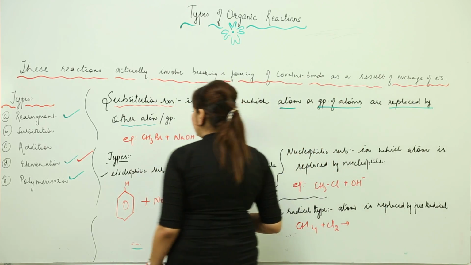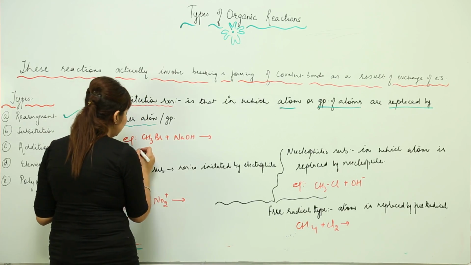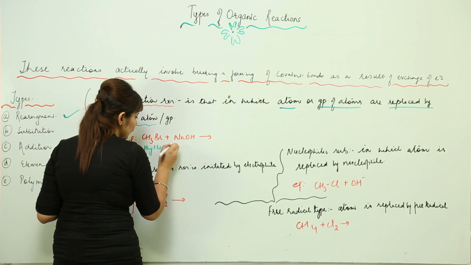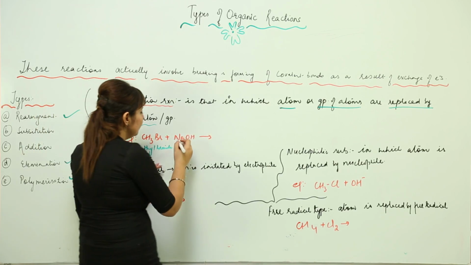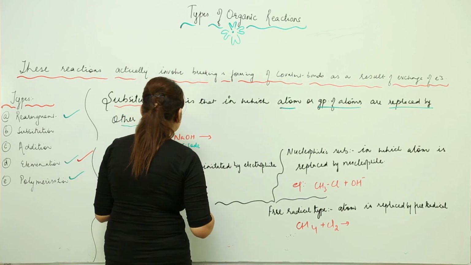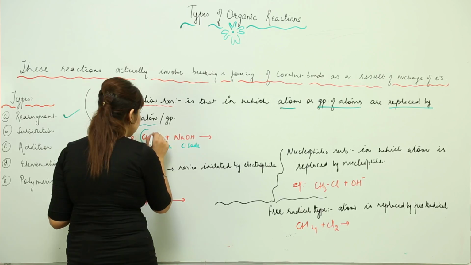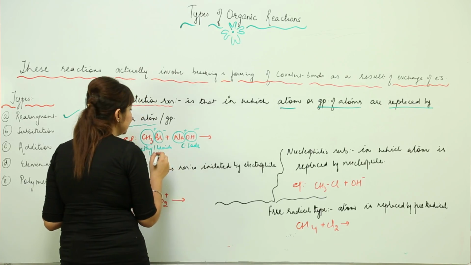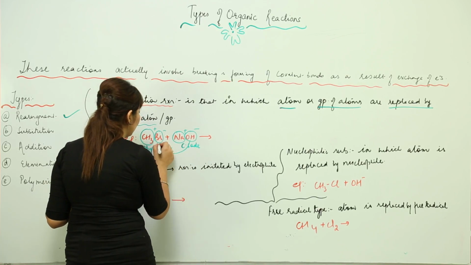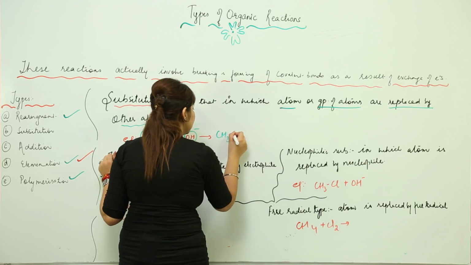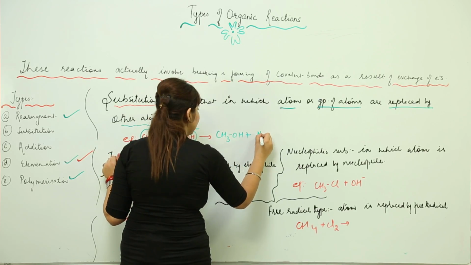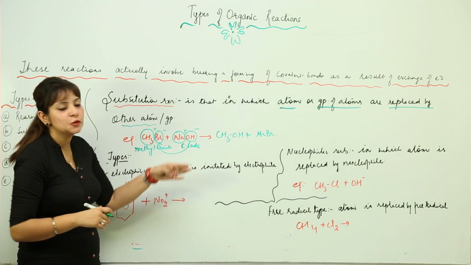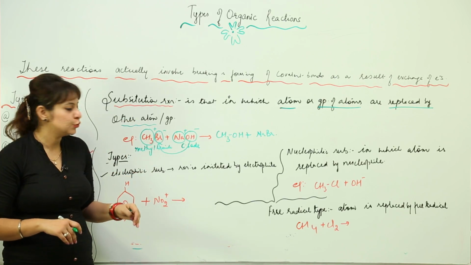So just look at the example. What do I have? I have CH3Br, this is my methyl bromide, or I can write bromomethane, with my caustic soda or sodium hydroxide. And we know that if we look at the valencies, they form positive ions. So what happened in this case? This Br is replaced by the OH group. So what do we get as a result? We get methanol, and along with that we get sodium bromide. So what has taken place is that Br is being replaced by the OH. So this is the substitution reaction.